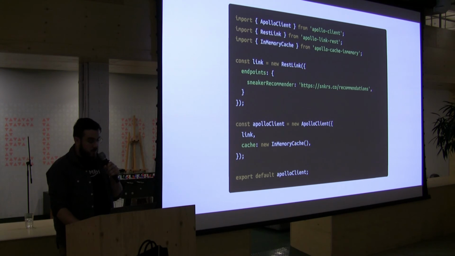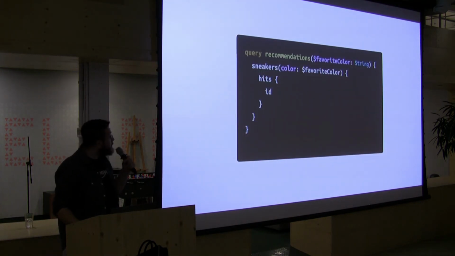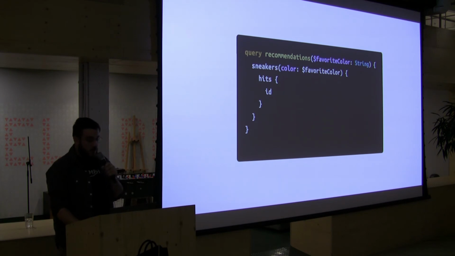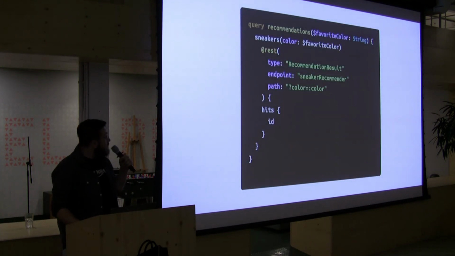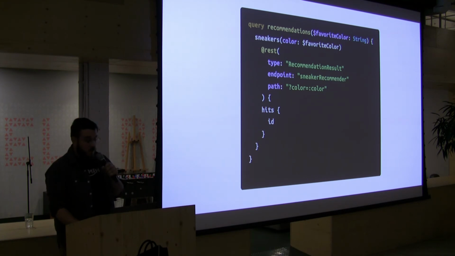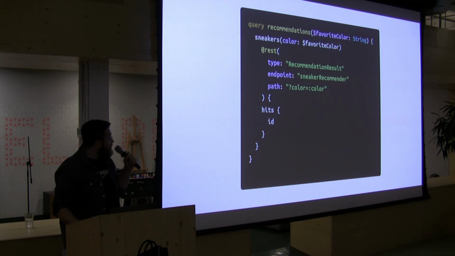Let's take a look at that original query again. So this was the basic GraphQL query. It accepts our favorite color, right? It takes it, we get our hits and stuff. So that's awesome. Now here it's a little bit different. This is the same as that, except with a new directive. So that @REST. It's the same thing, except it has that directive there.